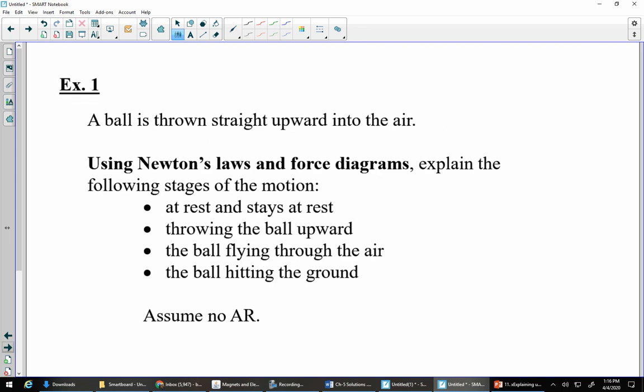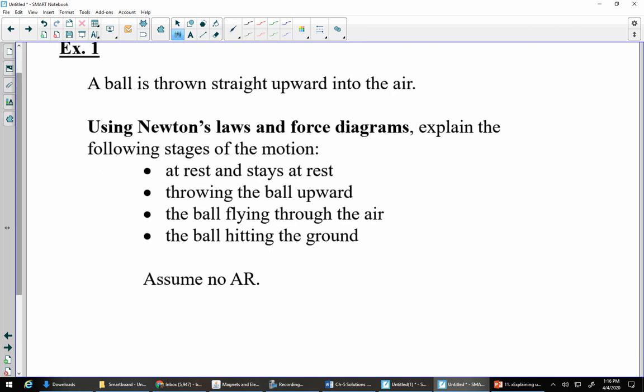the motion. So your example that you've got for this, and we've only got one example and then a handful of practice problems. Your example is a ball is thrown straight upwards into the air. So using Newton's laws and force diagrams, so if you ever see that on a quiz or a test, make sure you're including those diagrams. Explain the following stages of the motion when the ball is being thrown up in the air.